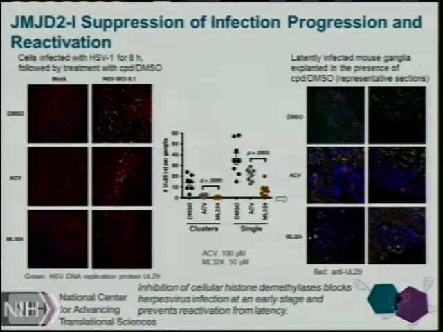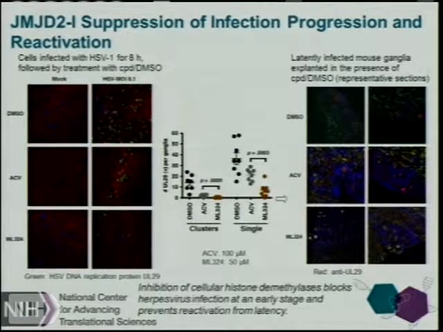When mouse ganglia are taken out of these animals and transplanted into culture medium, the latency is released. There is basically a reactivation process starting, and one, in this case, can stain in red for the viral proteins again. So in this case, we're looking at the effect of either acyclovir or the Jumonji inhibitor on preventing or suppressing the reactivation from latency.